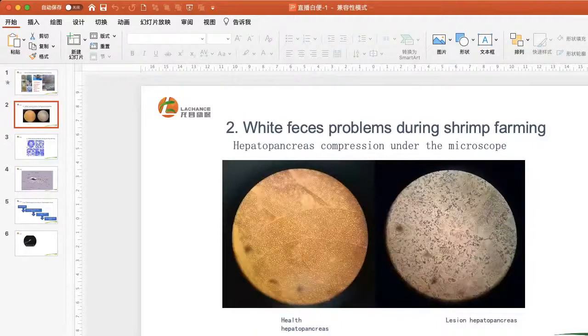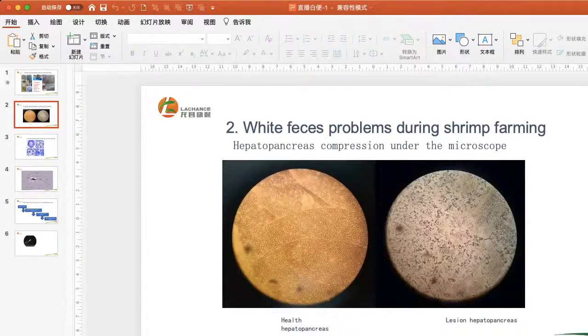The second one is the hepatopancreas under the microscope. We can see from the left picture that it is a healthy hepatopancreas. For the healthy hepatopancreas, the epithelial cell is full and complete, arranged uniformly. But for the right hepatopancreas, the epithelial cell is broken and arranged randomly.